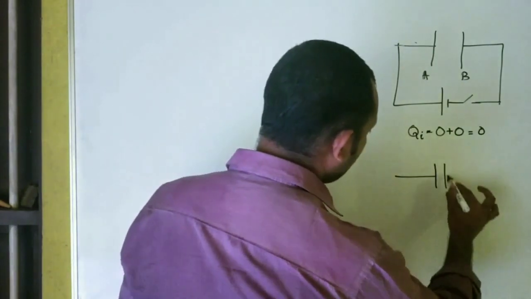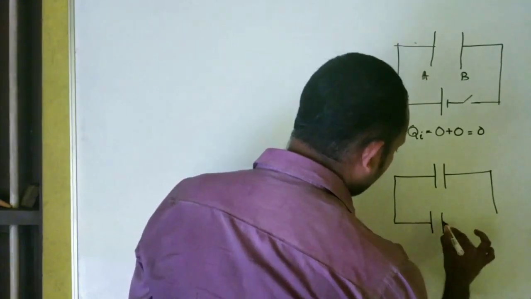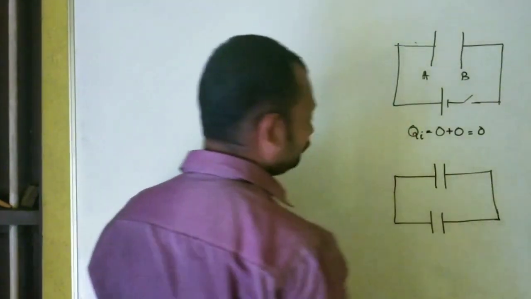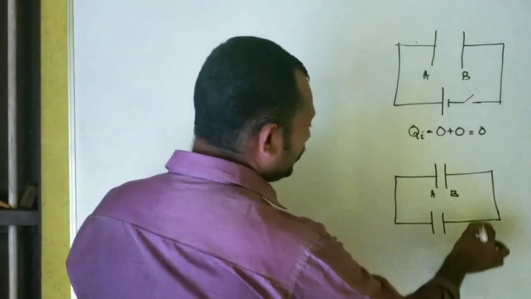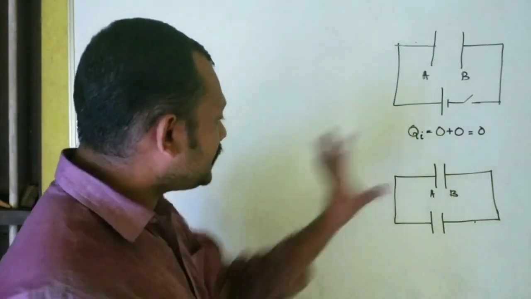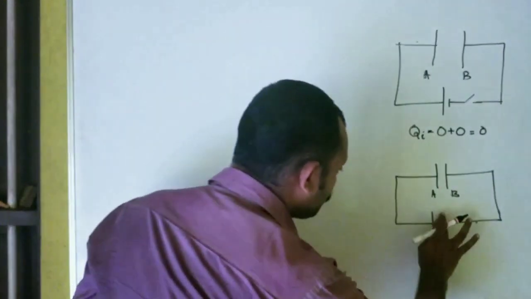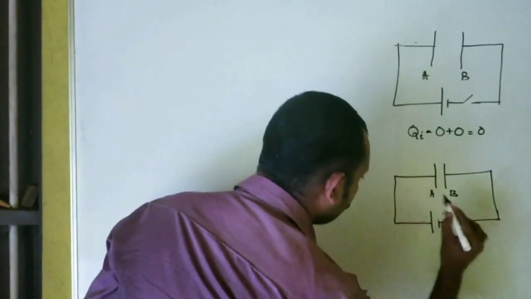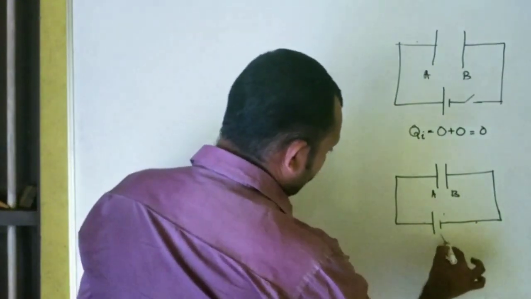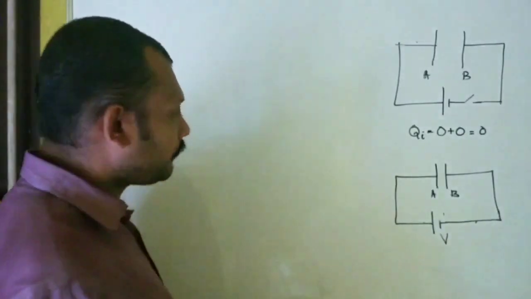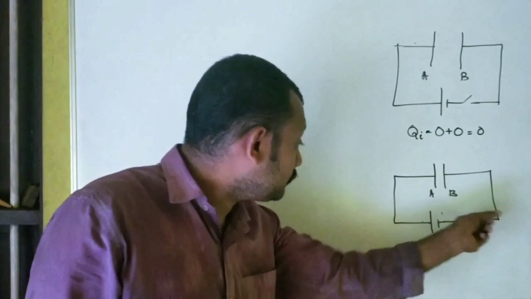In the second figure, I'm going to consider that the cell is connected and the switch is closed. The same capacitor, this plate is A, this plate is B. Now the switch is closed, which means a connection is restored here. What happens as a result of that? Let the supply voltage be V.